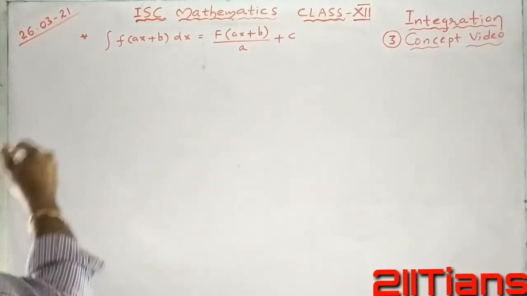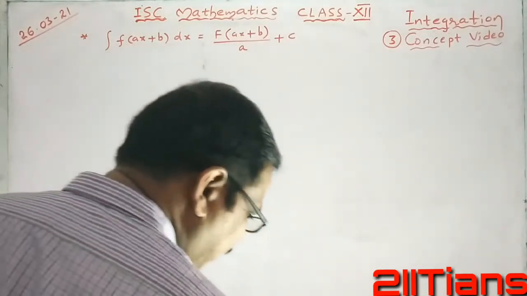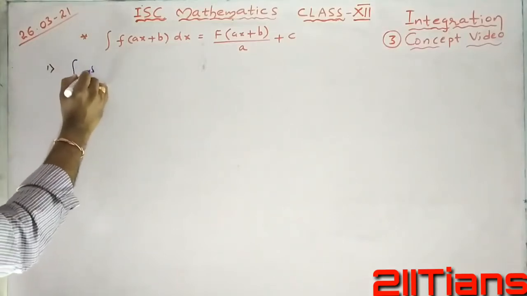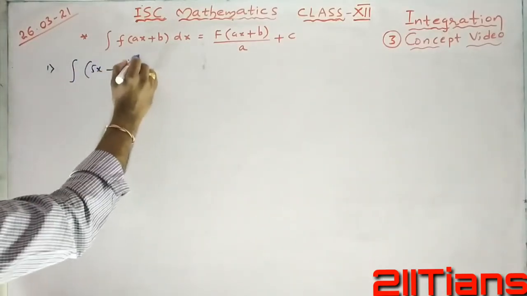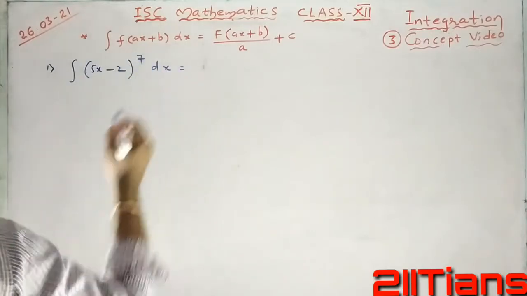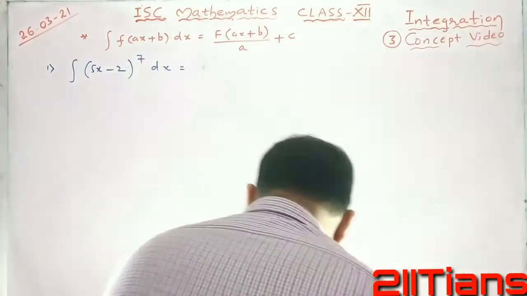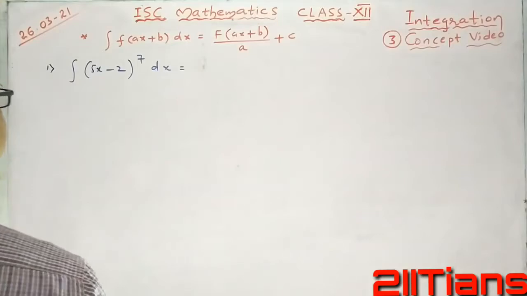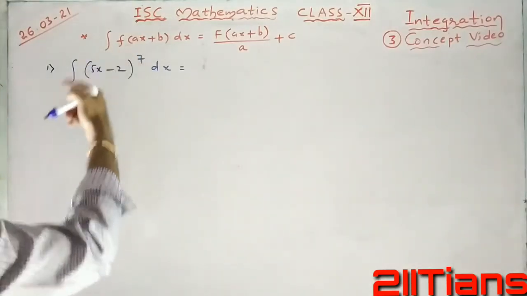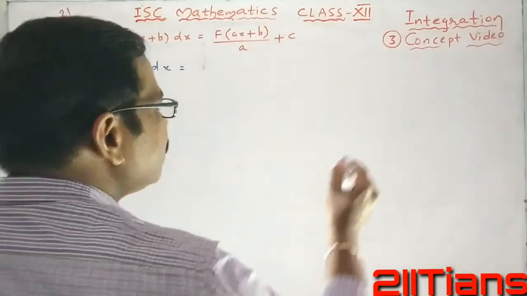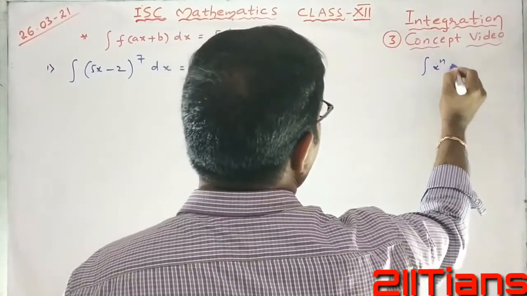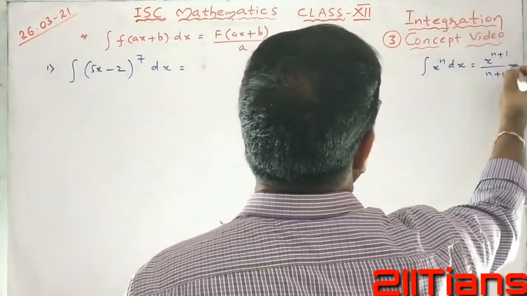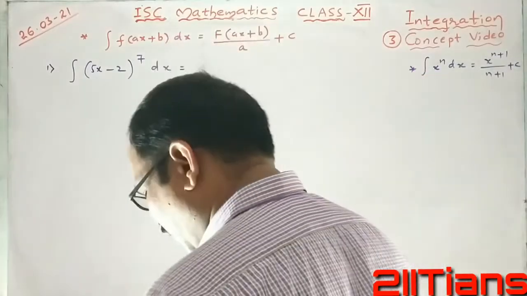Okay. So first let us see some examples. Integral 5x minus 2 whole power 7 dx. If you have like this, what should we do? First write the integration for the function. What is the integration of x power n? Integral x power n dx equal to x to the power n plus 1 by n plus 1 plus c. This is the standard formula.